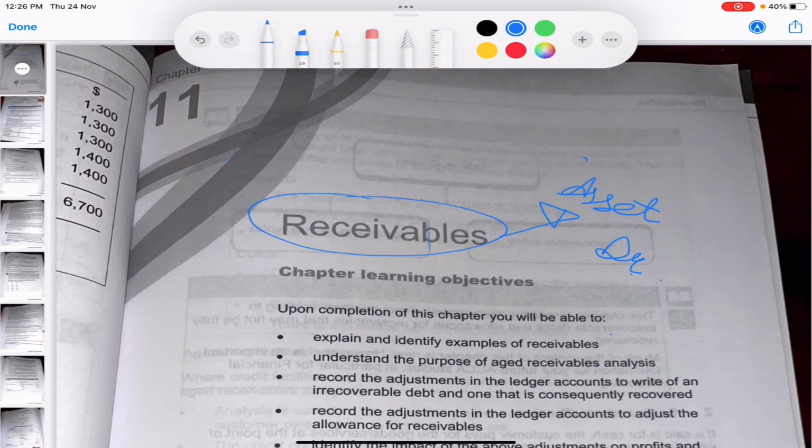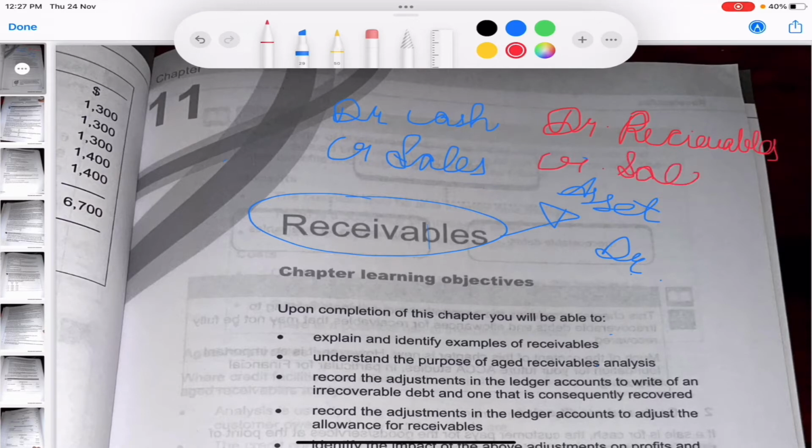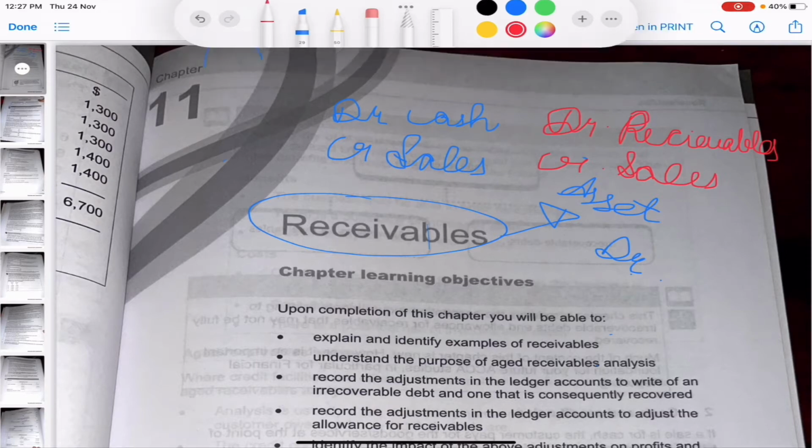So when I make a sale, if my business has a sale and I get cash in return, what is the journal entry? By now we know that it is debit cash and credit sales. Why? Because we are going to receive the cash. And whenever I make a credit sale, what is the journal entry? Debit receivables and credit sales. So you know that receivables have a debit balance.